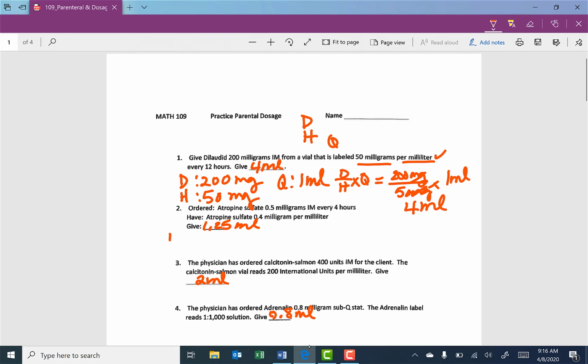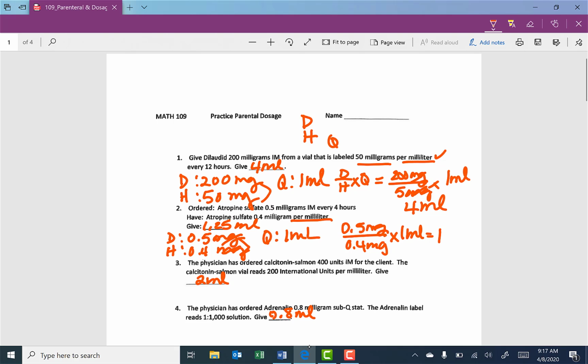Let's try another one. Number 2, what did the doctor order? Atropine sulfate, 0.5 milligrams. What do we have on hand? 0.4 milligrams. Notice that our units were the same. I forgot to check that. That is the first thing you always do before you try these problems. And this is per 1 milliliter. The units are the same, both milligrams, so we're very happy because we can take 0.5 milligrams over 0.4 milligrams times 1 milliliter, and for that one you end up with 1.25 milliliters.